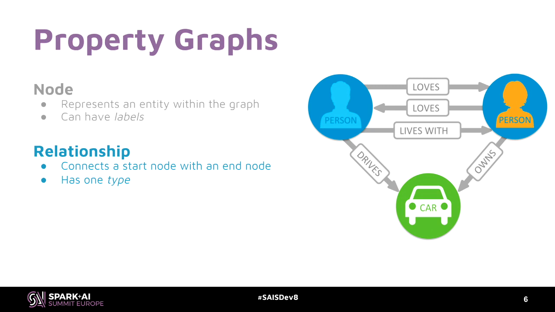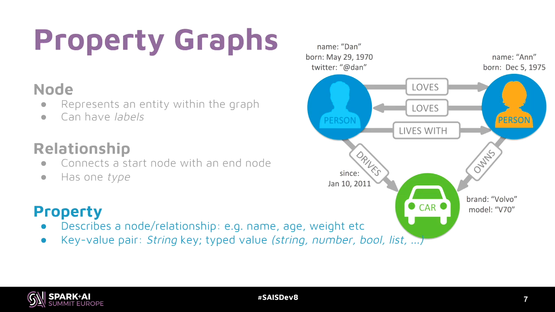Relationships. So these nodes, you can connect them with other nodes, and these relationships always have a start node and an end node, so they're directed, and they have exactly one type. So in that diagram, you see a person drives a car, two persons love each other, another person owns a car, and this is the crucial thing about graphs. They connect entities, and these connections are first-class citizens, so you don't need to reconstruct these connections indirectly, but they're a first-class thing in the model.